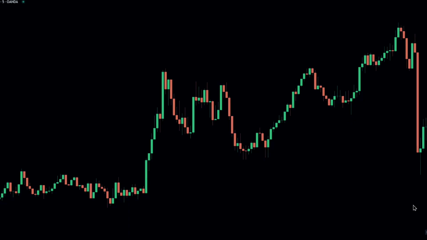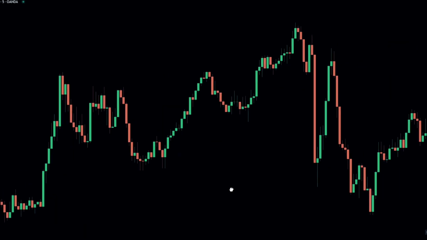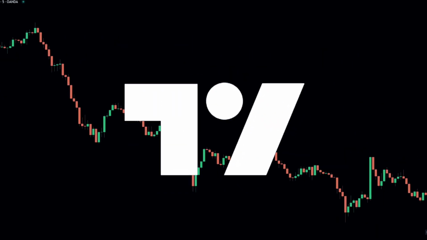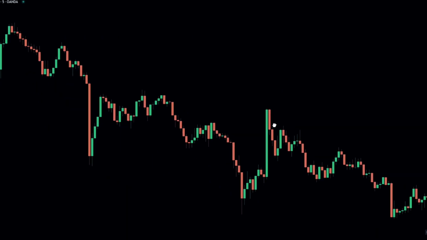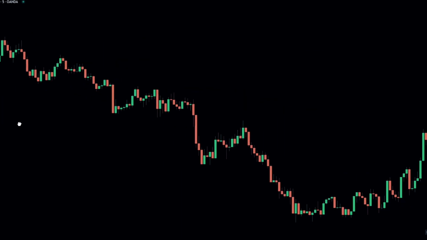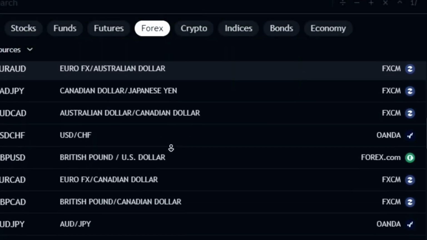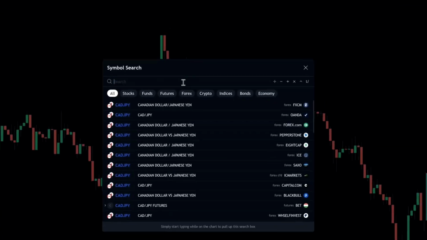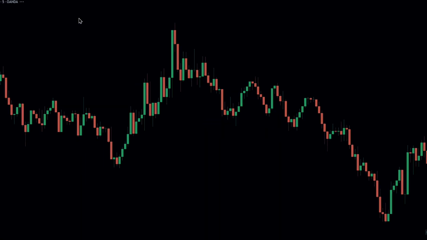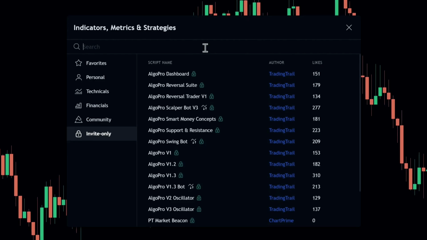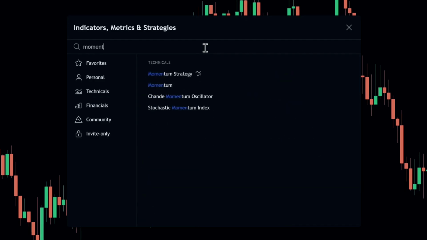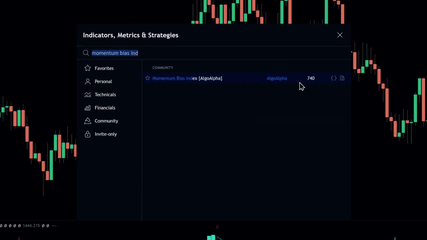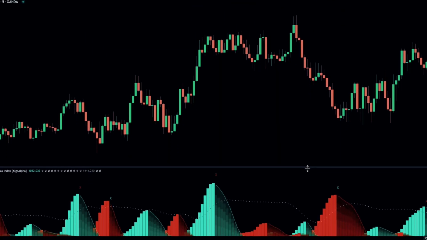First things first, let's add this indicator to our chart. To do that, head over to TradingView, that's the platform I'll be using. If you don't have an account yet, you can find the sign up link in the video description. Next, load up any trading asset you prefer on any time frame. For this example, I'll be using GBP JPY on the 5-minute chart. Now click on indicators and type in Momentum Bias Index. You're looking for the one by Algo Alpha. Big shout out to them.